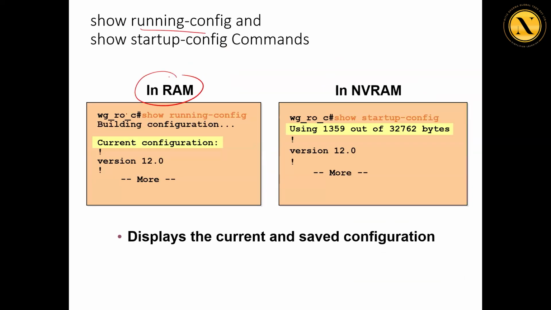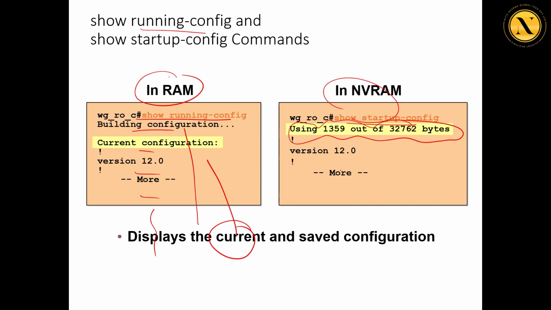In RAM, show run. We know this, right? This is the current active configuration. And in the NVRAM, if you say show start, this gives you a hint that this is the main memory, using these many out of those many bytes. So this is known as a saved configuration.